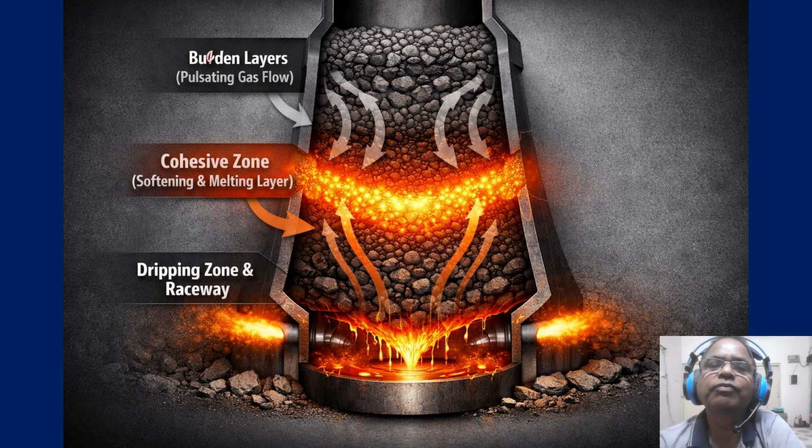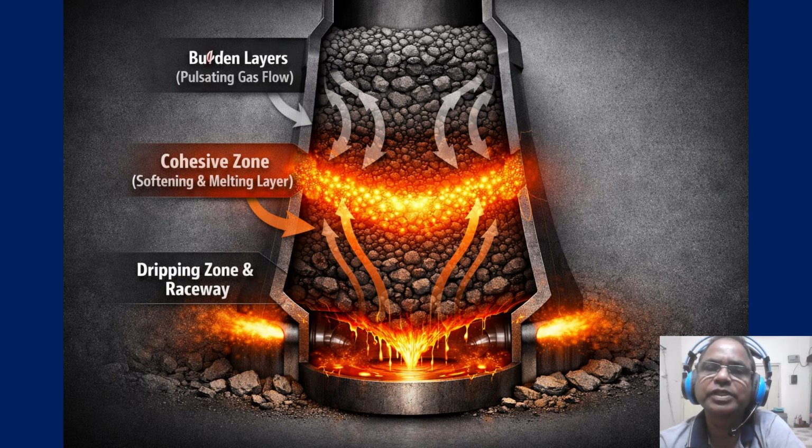Now for the art of burden design. This is the magic inside the furnace. The cohesive zone is a layer where the burden softens and melts. If your burden distribution is wrong, the cohesive zone looks like an M or V, forcing air to channel only in the center, choking the furnace.